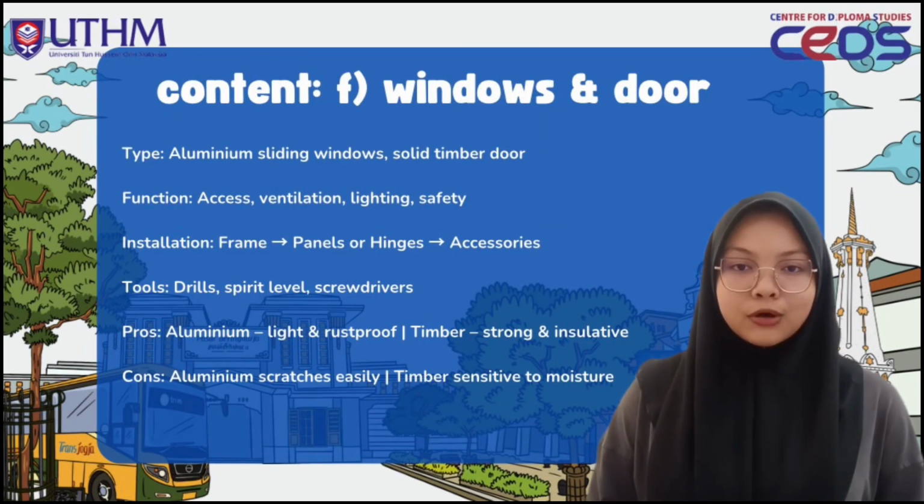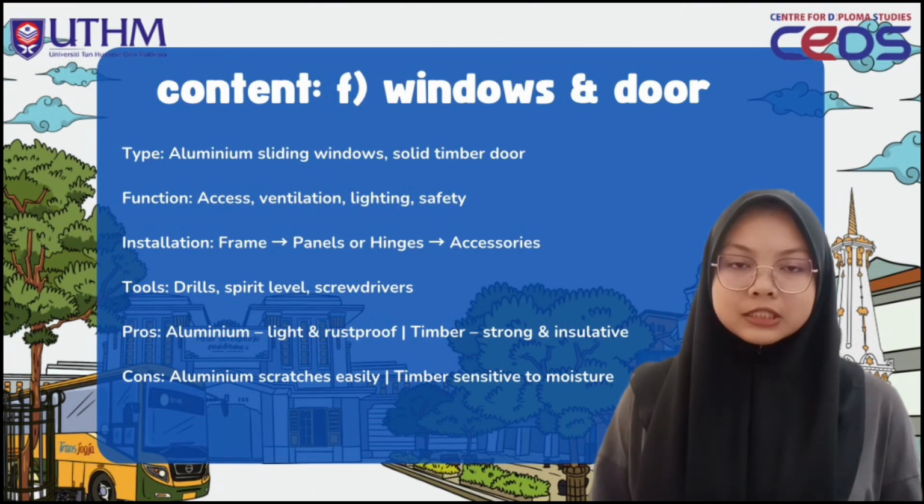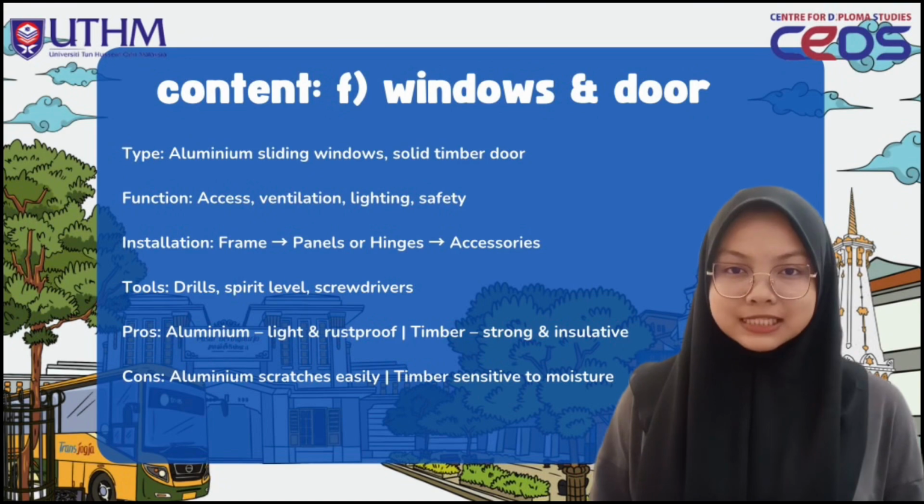It is windows and doors. For the windows and doors, we use aluminium sliding windows and a solid timber door. Sliding windows are easy to use and save space, while timber doors are strong and good for insulation. We install the frame first, then attach the panel or hinges and add the handles and lock. We use tools like a drill, screwdrivers, and spirit level. Aluminium is rust-proof and lightweight, but it can scratch easily. Timber doors are strong but can be affected by moisture.